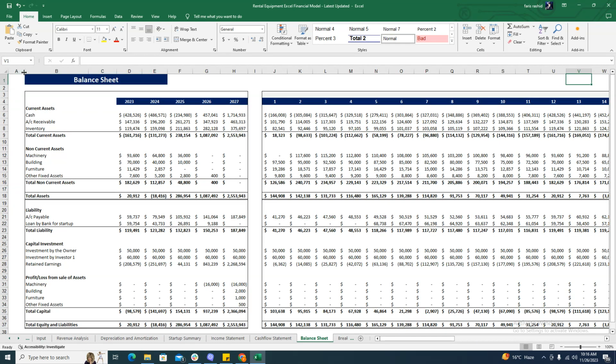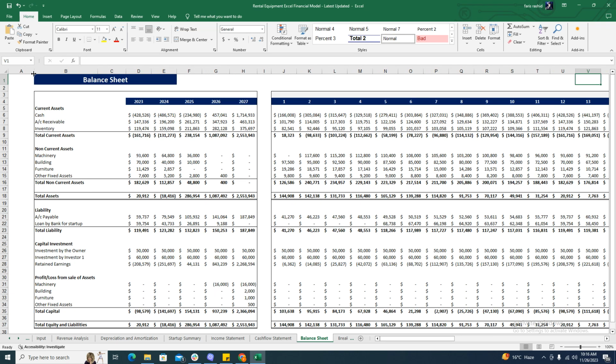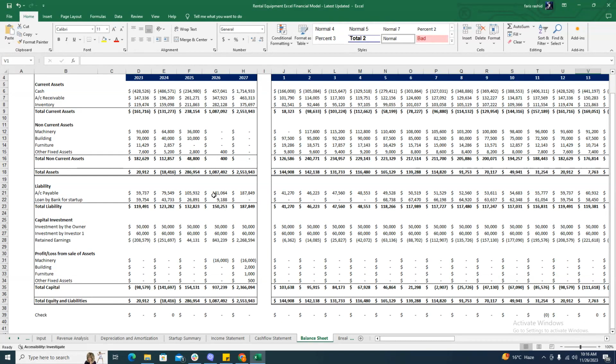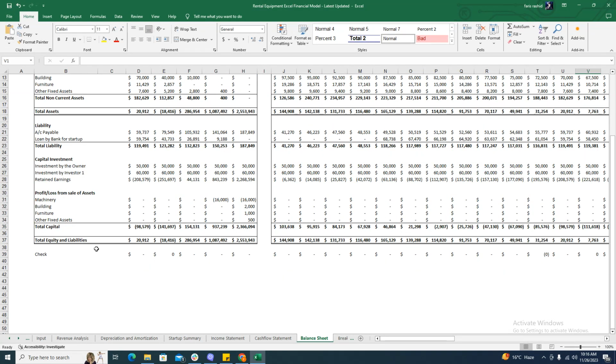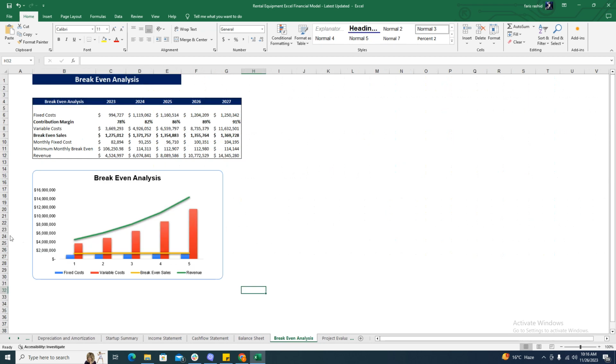Then comes the balance sheet. The balance sheet basically gives you the calculation of total assets and compares them with the total liabilities and equity of the business. As you can see over here, it also goes up to 60 months or 5 years of assumptions. It also gives a balance check over here, so you can know if the balance sheet is balanced or not.